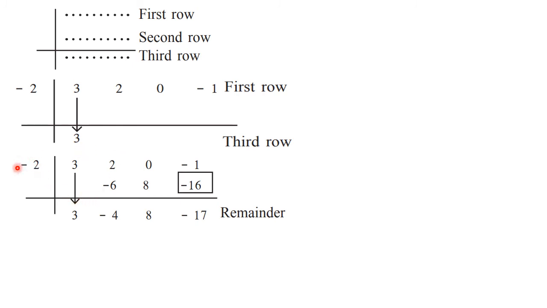See, minus 2 into 3 is minus 6. 2 minus 6 is minus 4. Again minus 2 into minus 4 is plus 8. 0 plus 8 is 8. Again minus 2 into 8 is minus 16. Then minus 1 and minus 16, the answer is minus 17. The last one is the remainder.